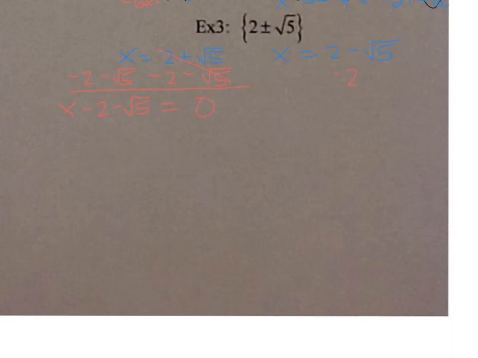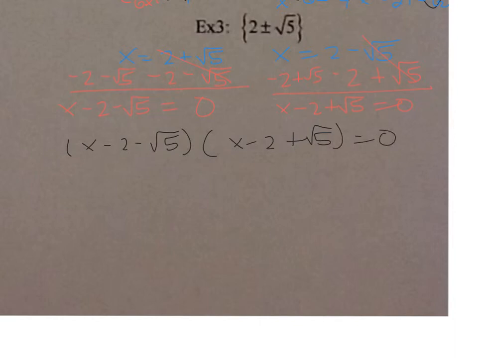We're going to minus 2 and add the square root of 5, minus 2, add the square root of 5. x minus 2 plus the square root of 5 is equal to 0. Now I'm going to take my two factors and put them in parentheses. So that is (x minus 2 minus the square root of 5) times (x minus 2 plus the square root of 5), and that is equal to 0.